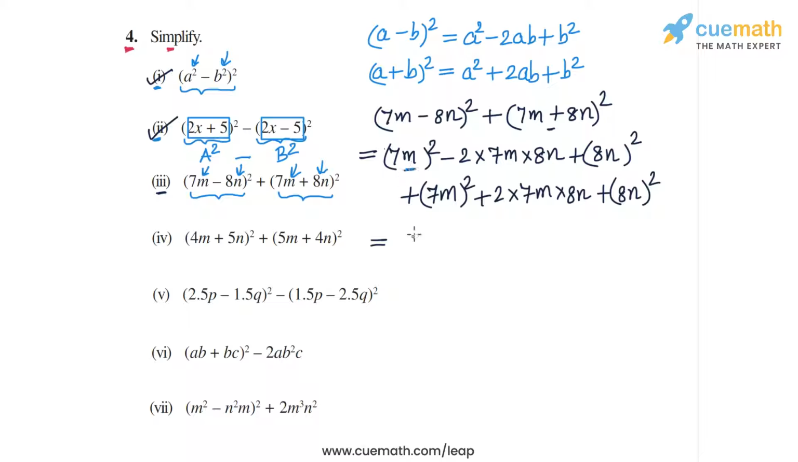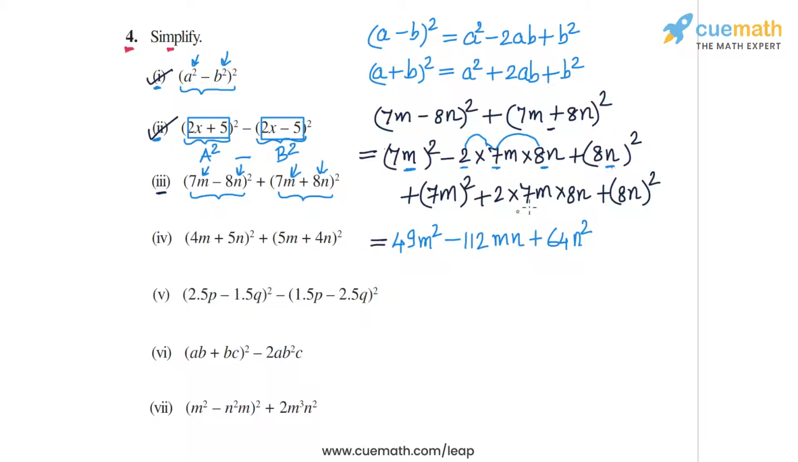So we have 7m square, which is 49m square. Then we have minus 2 into 7m into 8n. So 2 into 7 into 8 is 112, so we get minus 112 mn. And then we get plus 8n whole square, which is 64n square.